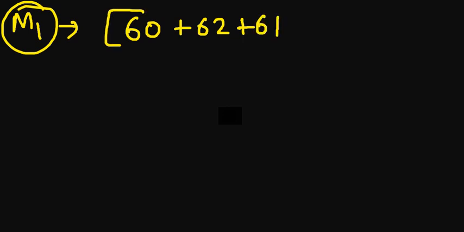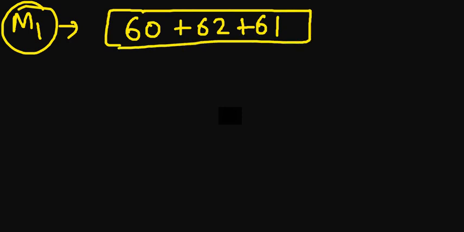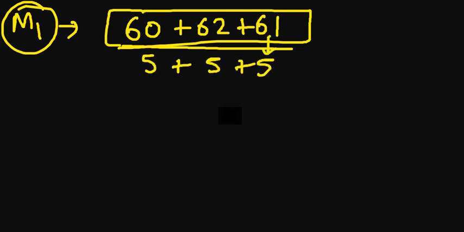What you will add? You will add the values. What you got? 60, then 62, and then 61. All right. You got 60, 62, and 61 over here. And then you will divide all these by what? You will divide by 5 plus 5 plus 5, because each group was having how many members? Each group was having 5 members.